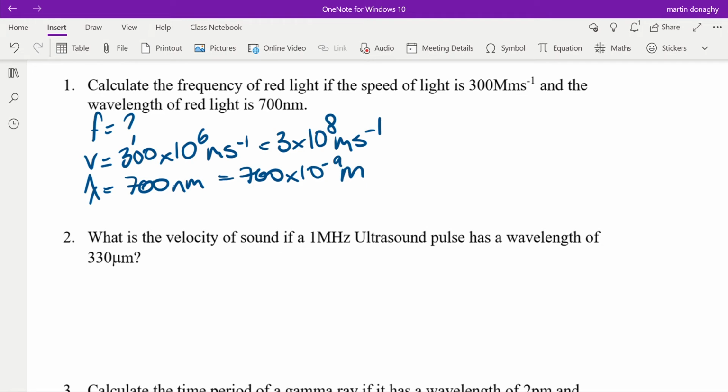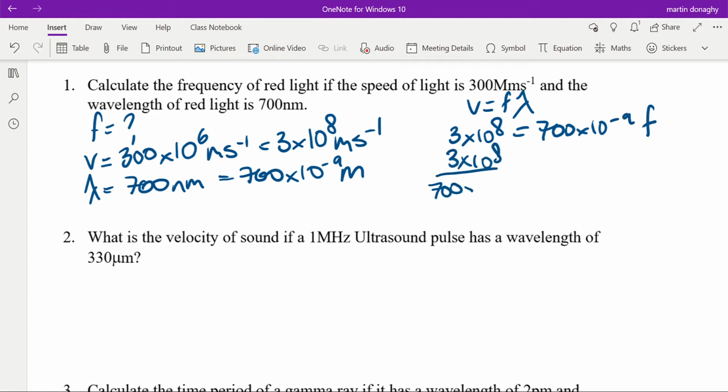Once we've done our conversions, then it's just like GCSE. We just use the equation. 3 by 10 to the 8 equals F times 700 by 10 to the minus 9. F, divide both sides by the 700 nanometers. And that will give us 3 by 10 to the 8 divided by 700 by 10 to the minus 9, which is equal to 4.29, to three significant figures, by 10 to the 14 hertz.